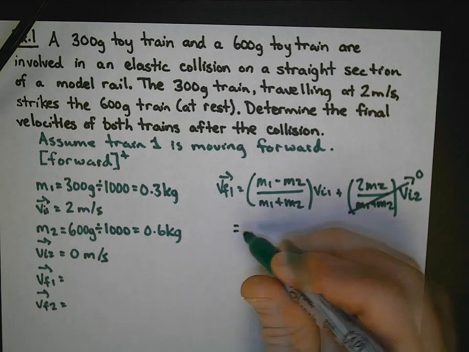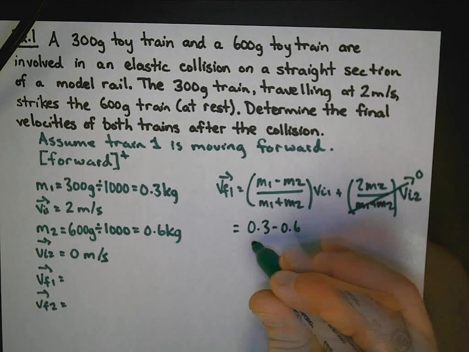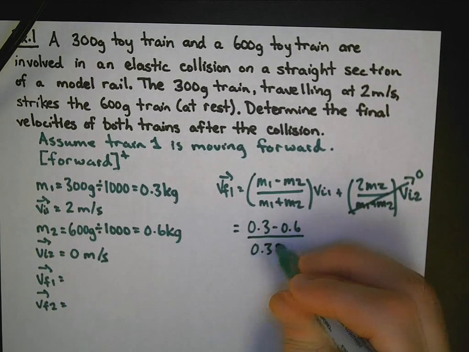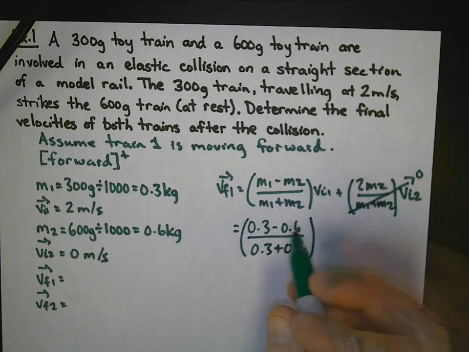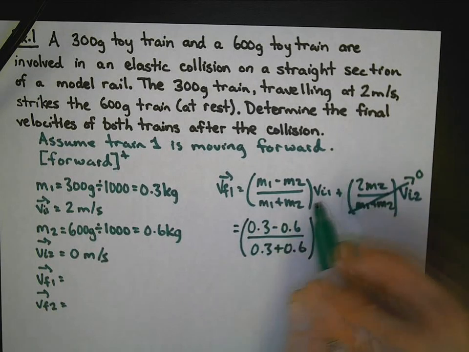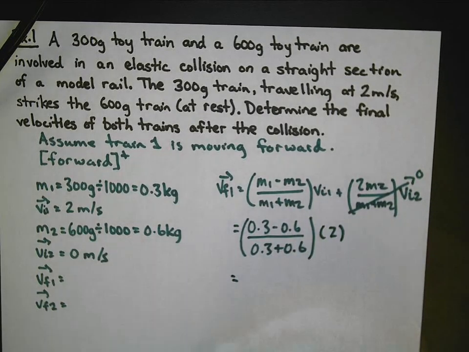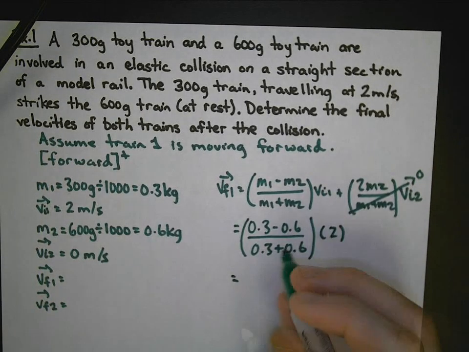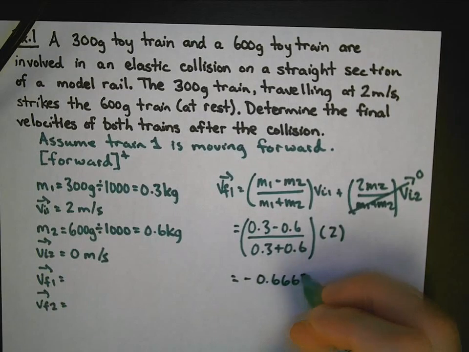So M1, 0.3 minus M2, 0.6, all over 0.3 plus 0.6. And that will all be multiplied by VI1, which was 2 meters per second. And when I punched this into my calculator, I got a negative 0.6667.